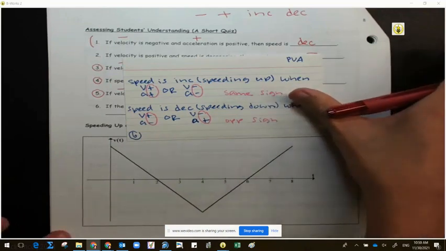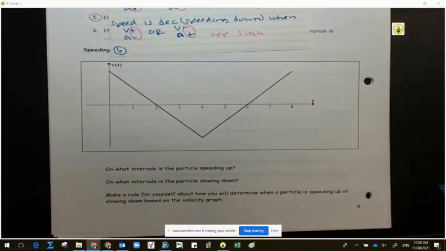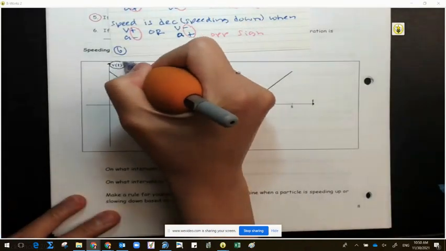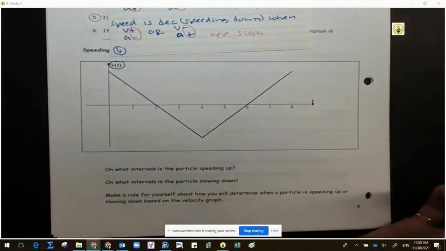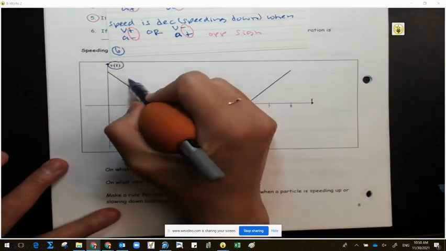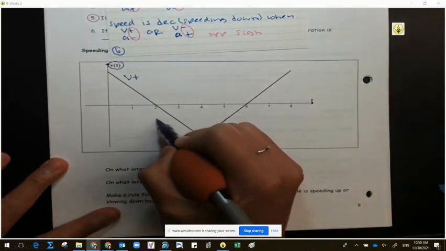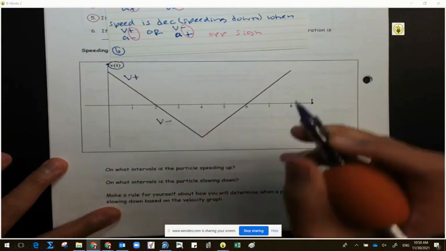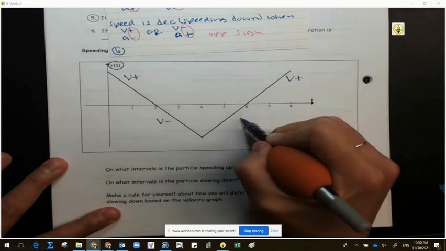Okay, let's do one that's got a graph. Let's analyze first before we start answering. So we have everything about the velocity. When it's above the 0, velocity is positive. Below 0, its velocity is negative. So let's write out velocity is positive. It is negative right here. It is positive here. And it is negative right here.